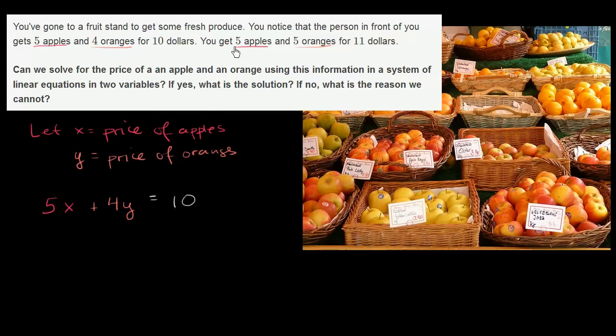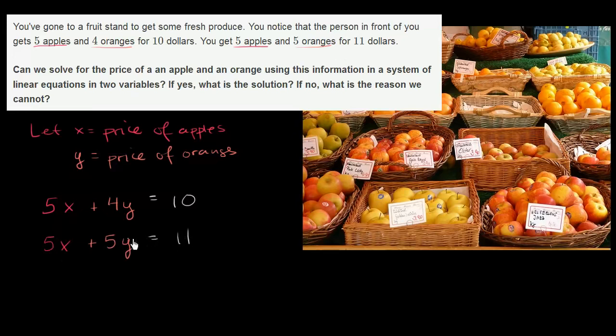Now you get in line and you buy 5 apples, just like the guy in front of you. And you pay X dollars per apple, so you're going to pay 5 apples times the price per apple. This is the amount that you spend on apples. And then you buy 5 oranges. So you're going to pay 5 oranges times the price per orange, which is Y. This is how much you spent on oranges. This sum is how much you spent on apples and oranges, and they tell us that this is $11.